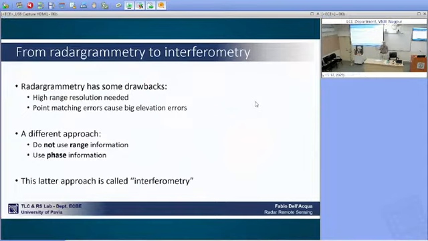Interferometry basically stands for using not the distance, but the phase information of the returning wave. Do not use range information, because it will end up in crude approximations. So I would say the error of measurement will affect your results to a large extent. Use the phase information. Why do we expect it to be better?